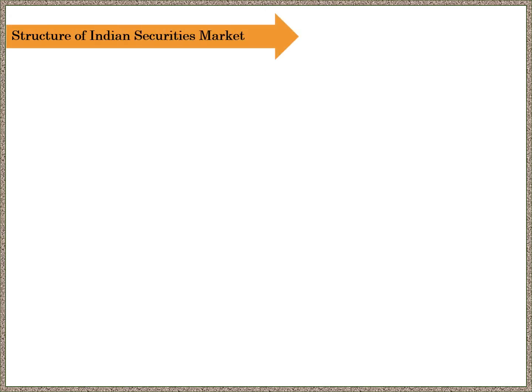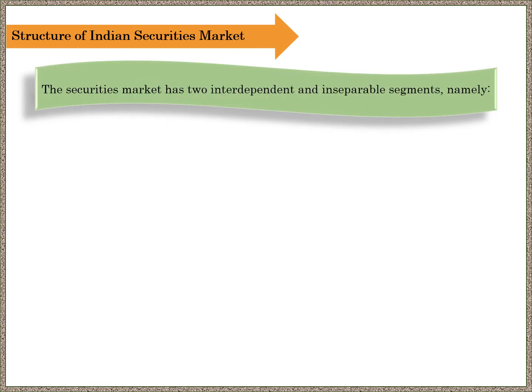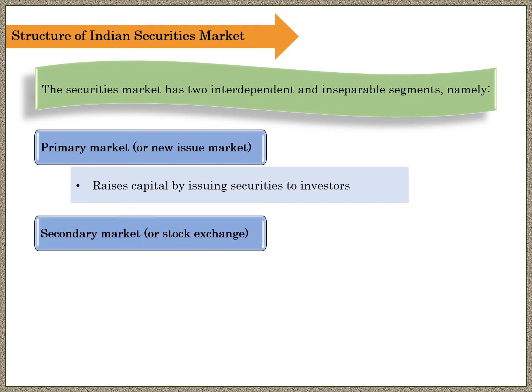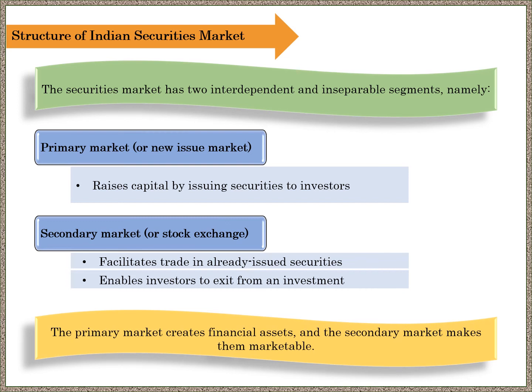Let's look at the structure of Indian securities market. The securities market has two interdependent and inseparable segments, namely primary market or new issue market, which raises capital by issuing securities to investors, and secondary market or stock exchange, which facilitates trade in already issued securities. Also, it enables investors to exit from an investment. The primary market creates financial assets, and the secondary market makes them marketable.